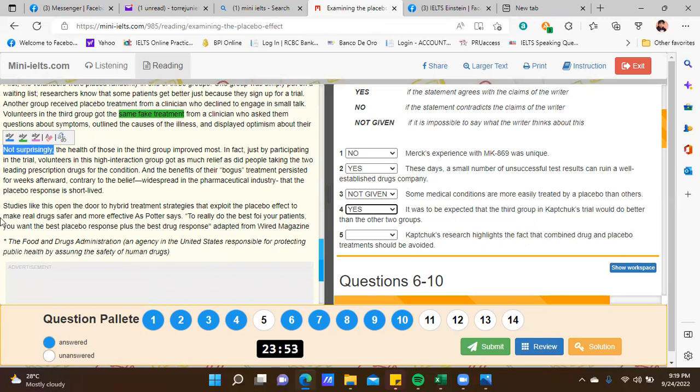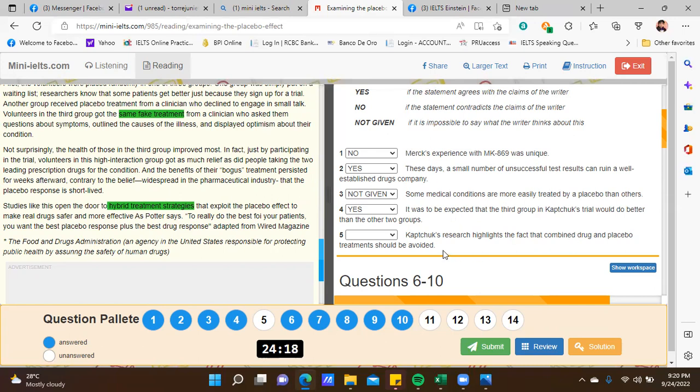Let's read the last one, guys. Studies like this open the door to hybrid treatments that exploit the placebo effect to make real drugs safer and more effective. As Potter says, to really do the best for your patients, you want the best placebo response plus the best drug response.